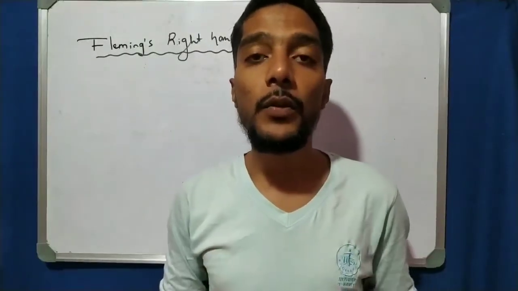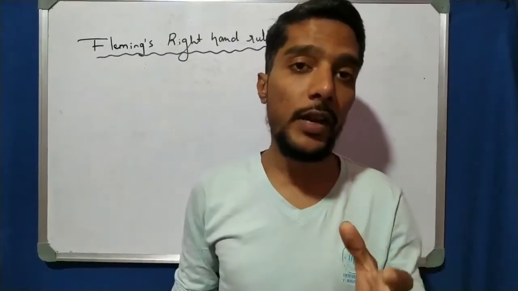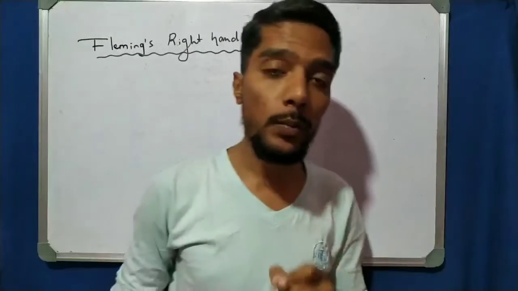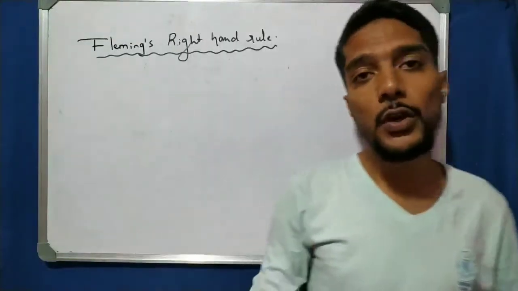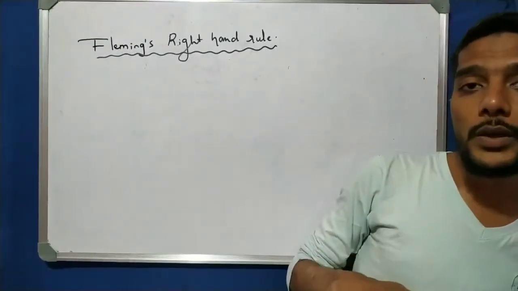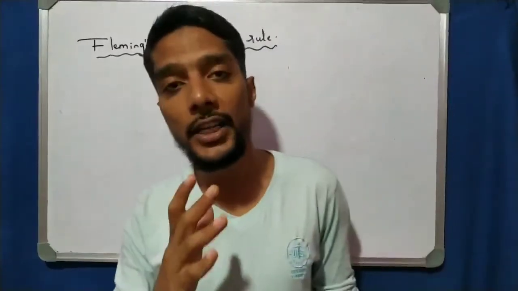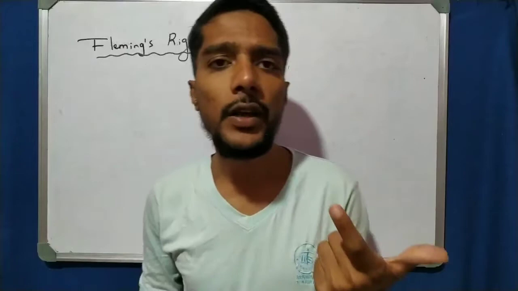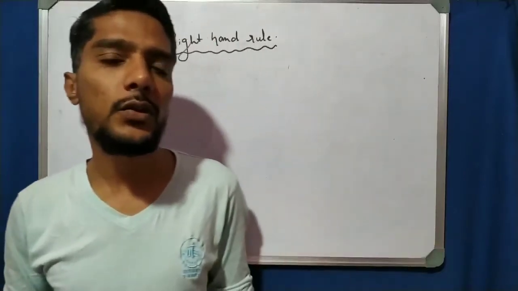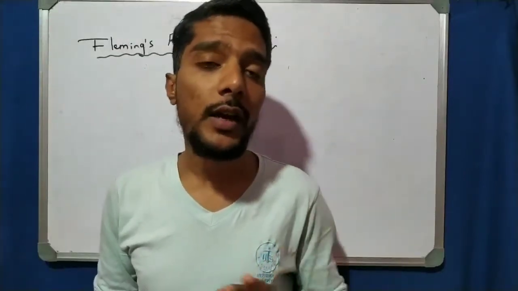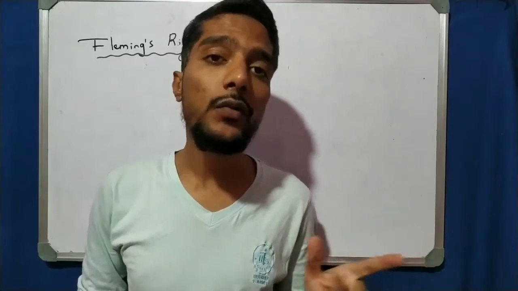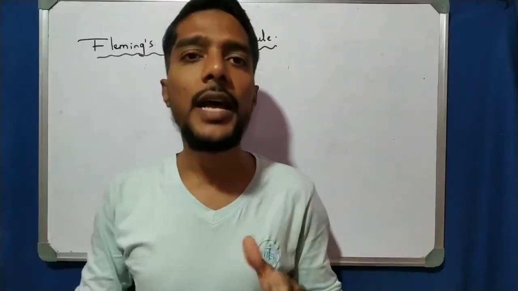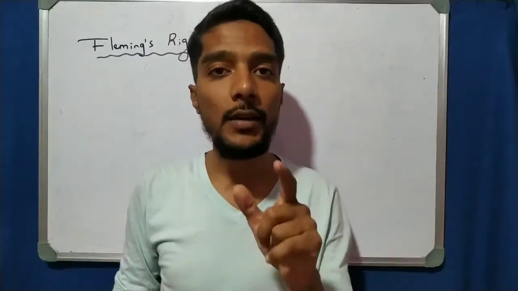Now in this video we will take another very important concept of this chapter, that is Fleming's right hand rule. In the last video we learned about Fleming's left hand rule, which is used to find the direction of motion of a conductor. Three fingers, the thumb, middle finger and forefinger, are used, which are mutually perpendicular to each other. With that rule we easily find the direction of motion of a conductor, and we apply it to the electric motor.